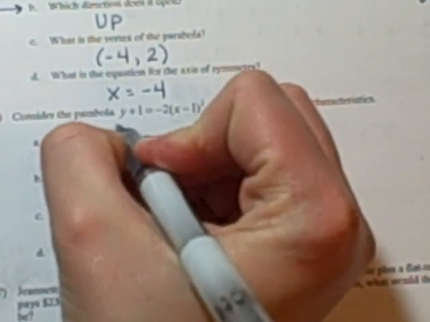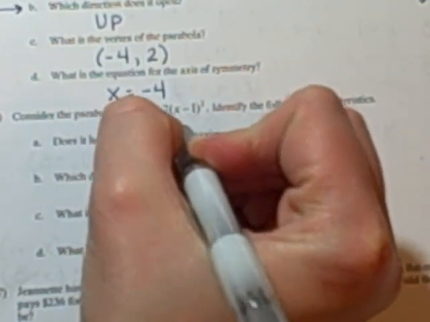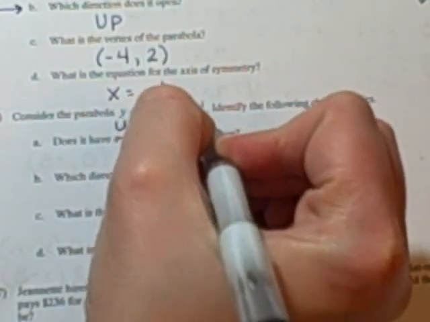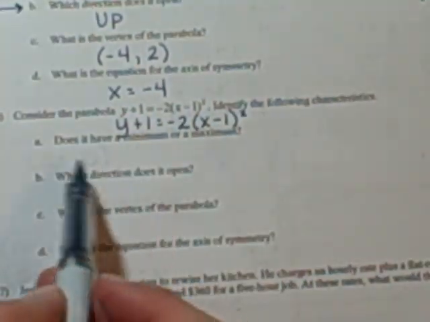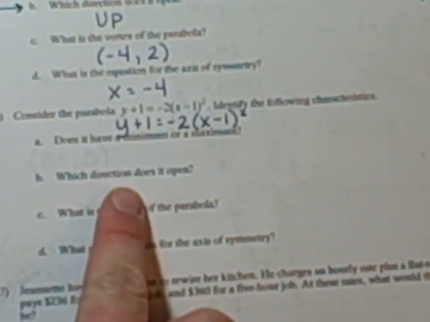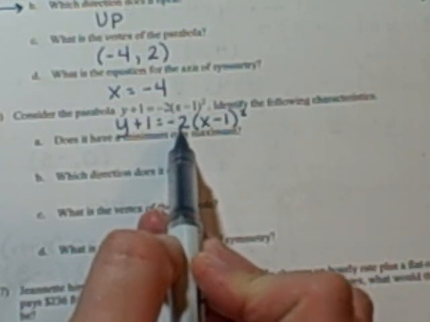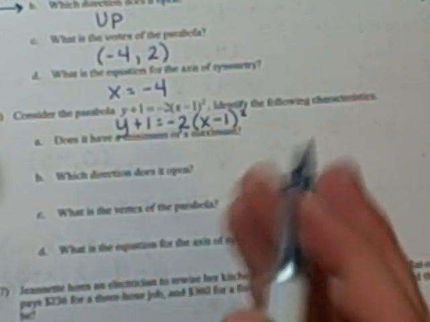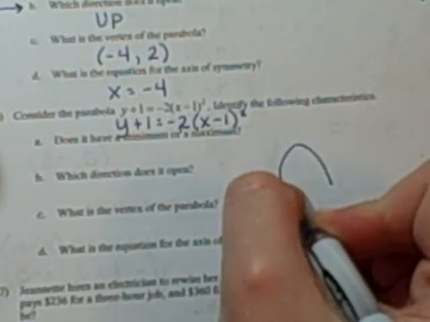And once again, I'm just going to rewrite this problem here so that you can see it a little better. Y plus 1 equals -2 times x minus 1 squared. Again, I'm going to start with question B and answer what direction does it open. To answer that, we're going to look at the a value, which is the -2, and that means this time this parabola is going to open down.